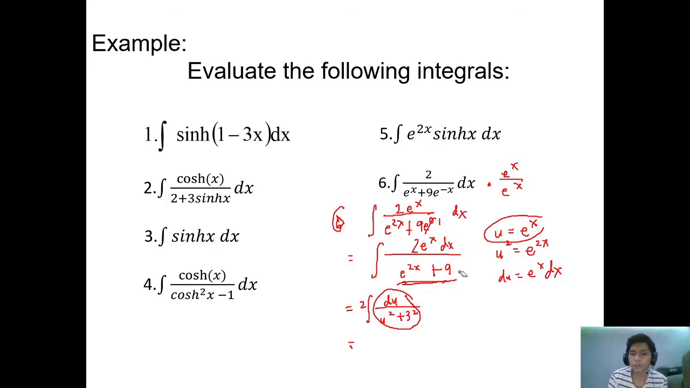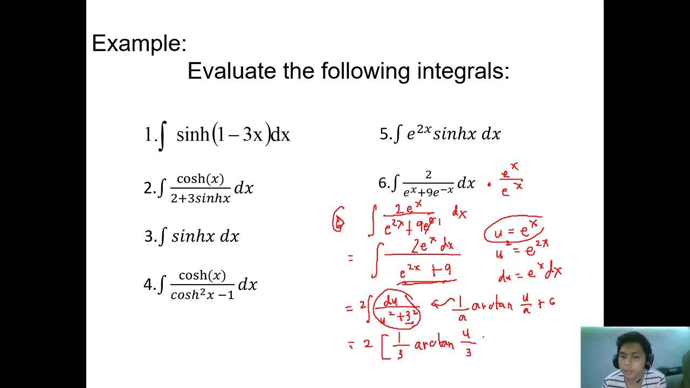Okay? All right. So do you remember that arctan is 1 over a, then arctan u over a plus c? That looks like this one, right? So therefore, this is 2 times 1 over a, and a is 3, arctan u, it's still u, all over 3, plus c. So if you simplify that, that's 2/3 arctan e raised to x over 3 plus c. And that will now be our final answer.